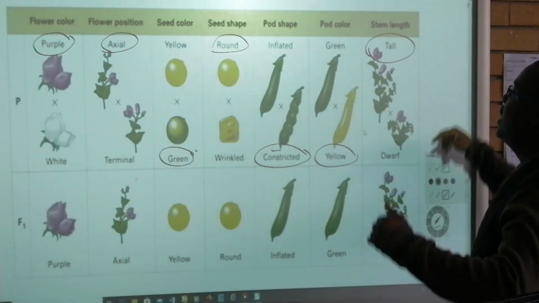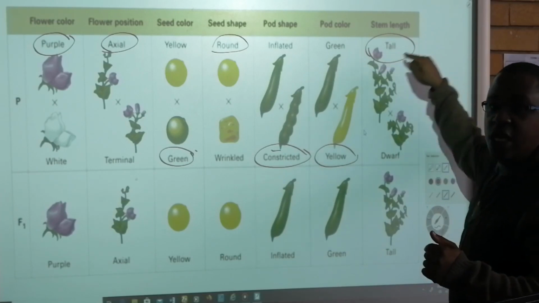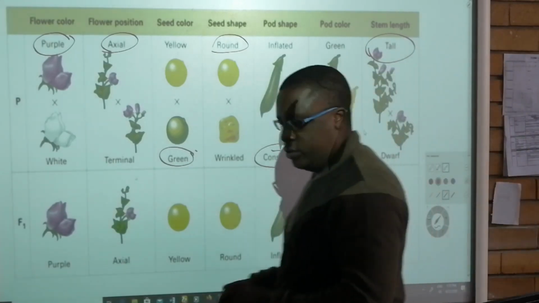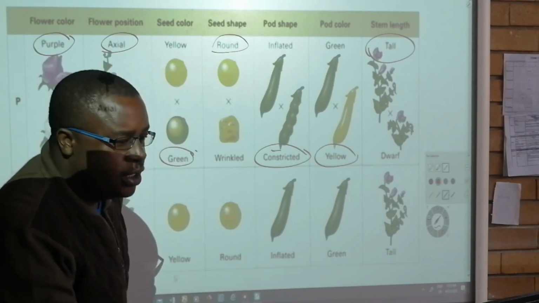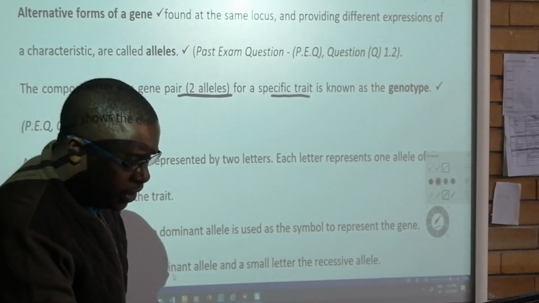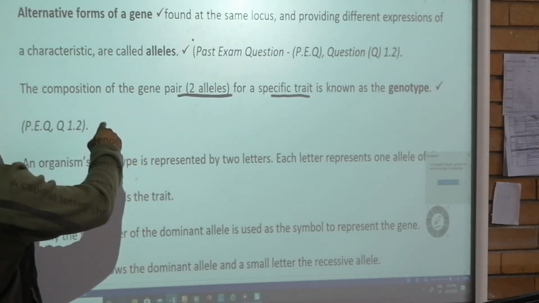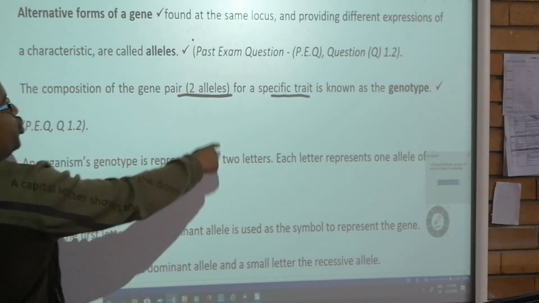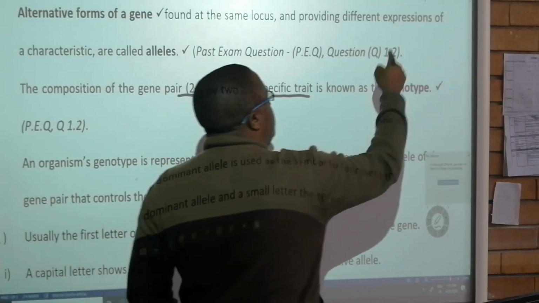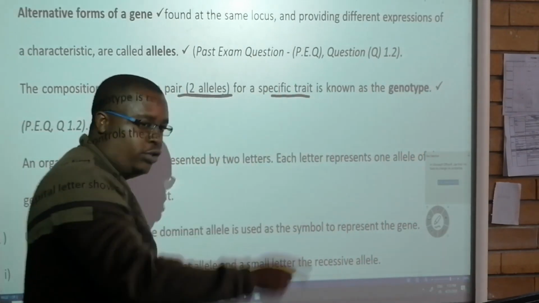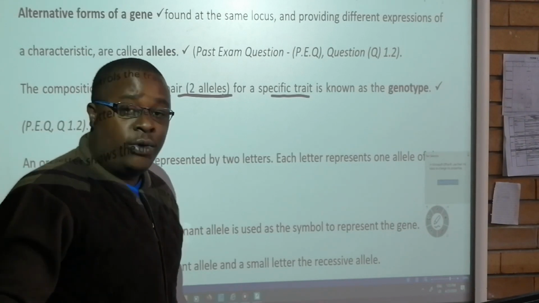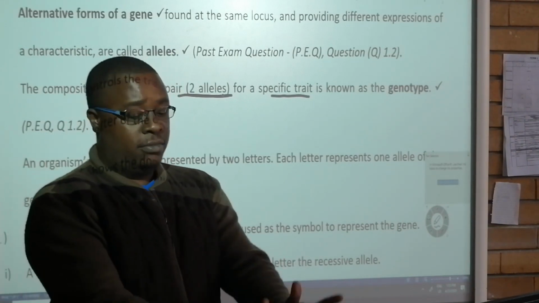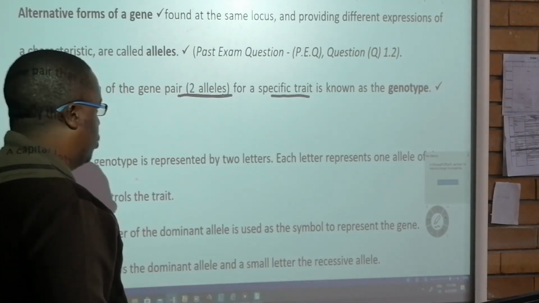We are saying that the pea plant is tall. Good. So the pea plant is what? Is tall. Let's go back to our definition. The composition of a gene pair, two alleles, for a specific trait is known as the genotype. Remember what we just said. We agreed that our pea plant, the one that we've just made, that is here in our minds, right in front of us, is tall.